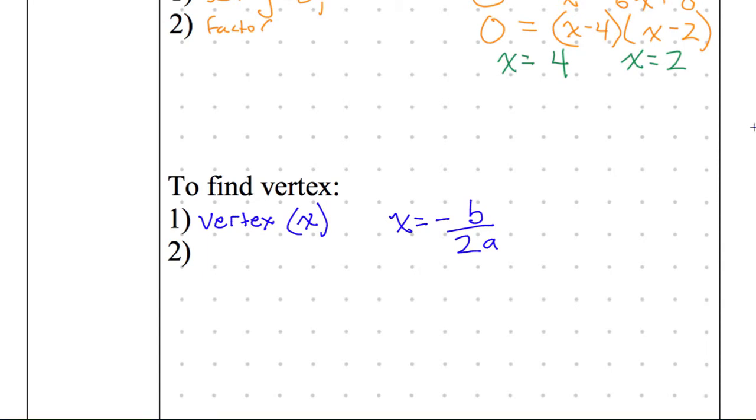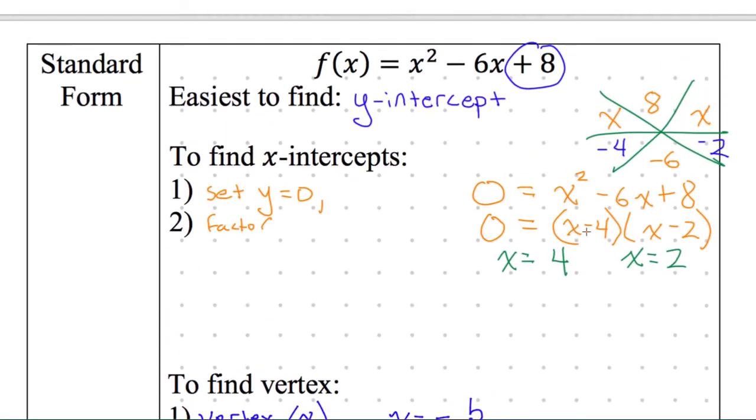All right, so from here, I need someone to plug in. I need someone to plug in. Again, my a is right here, which is 1. My b is right here, which is negative 6. I even helped you by identifying what's going on.